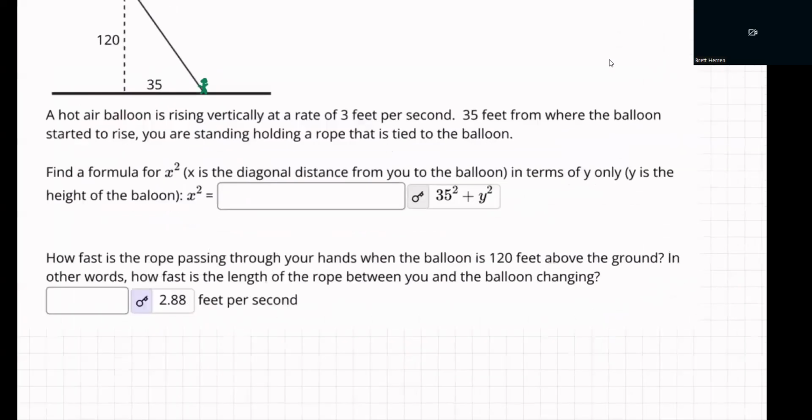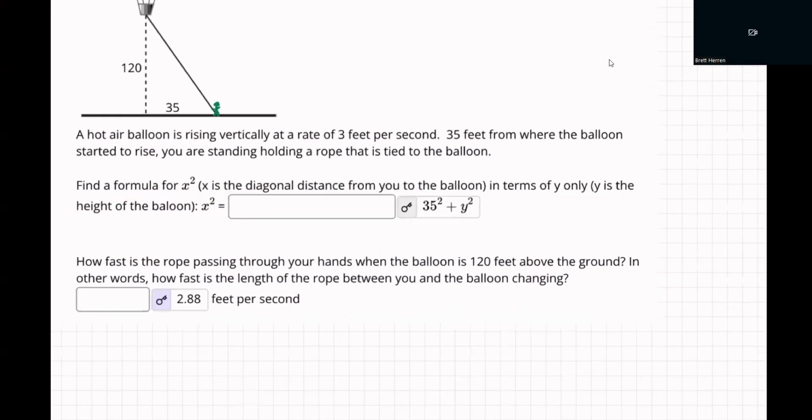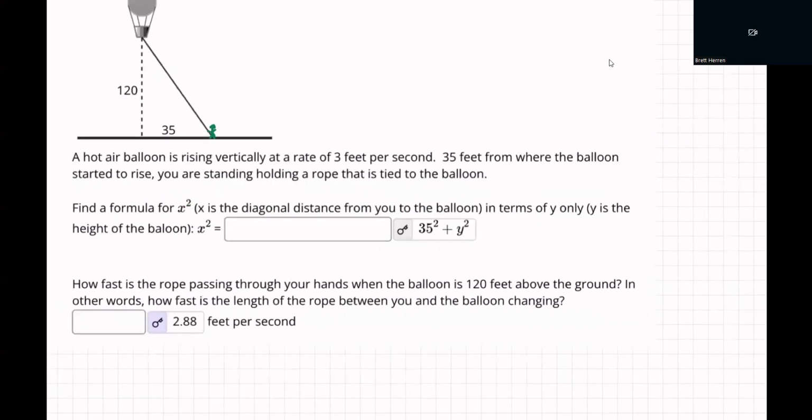So find a formula for x squared. x is the diagonal distance from you to the balloon, in terms of y only. y is the height of the balloon. Okay, I can do that. So saying this is x and this is y.